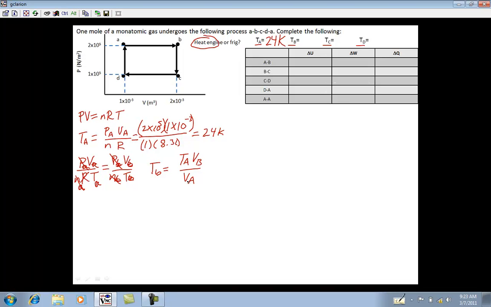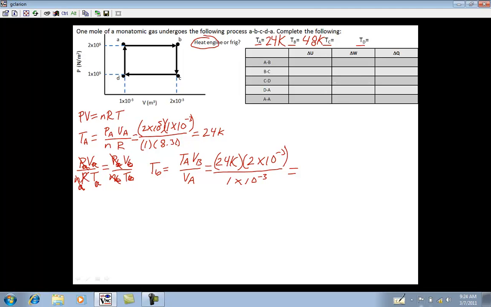Okay? All right, so in this case, I would plug into my equation. I get 24 K times 2 times 10 to the minus 3rd as the volume over 1 times 10 to the minus 3rd. What do you guys get for that? 48 Kelvin. Okay, 48 Kelvin.